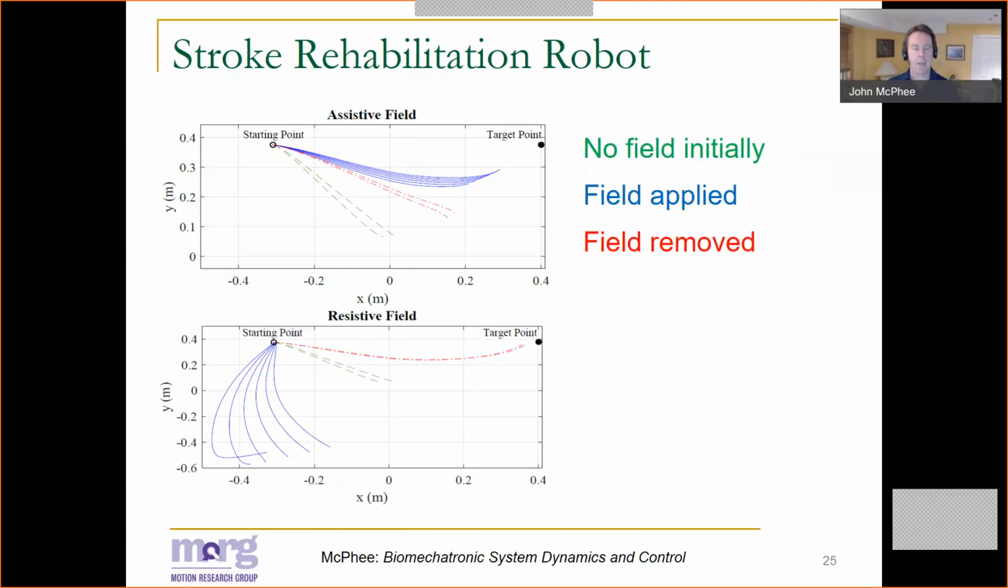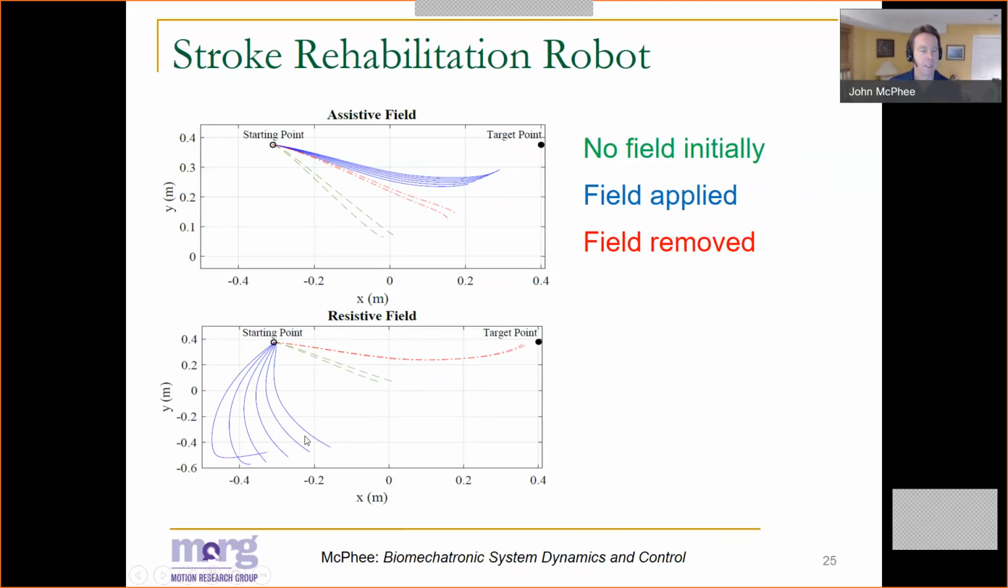So we ran a therapy session in which we initially applied no field whatsoever. And so the green curves represent the subject trying to go from a starting point to a target point with no assistive or resistive field whatsoever. And these green curves are the same top and bottom. They look different because the scales are different. Then, after a couple of trials, we apply up here an assistive field that helps them do a better job of reaching to the target.